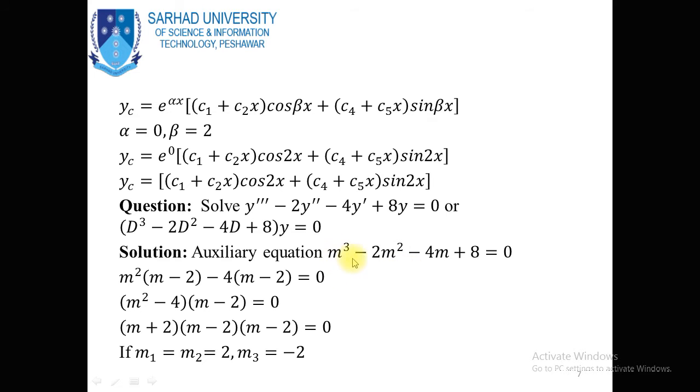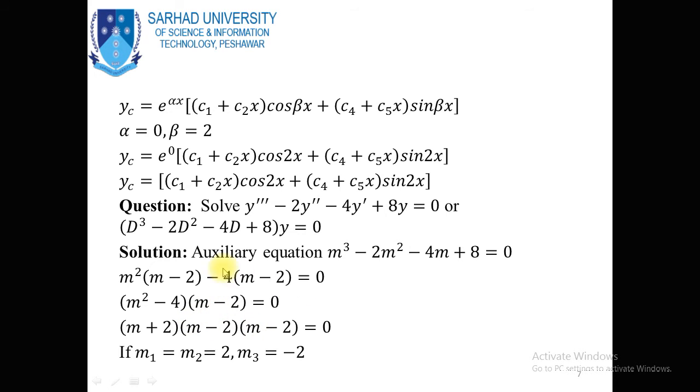So by factorization, taking m² common from these two terms, m²(m - 2), and taking common -4 from these two terms, we write -4(m - 2) = 0. So m - 2 again common, we can write (m² - 4)(m - 2), and m² - 4 is of the form a² - b², which can be written as m² - 2², and as (a + b)(a - b), meaning (m + 2)(m - 2), and this m - 2 as it is.